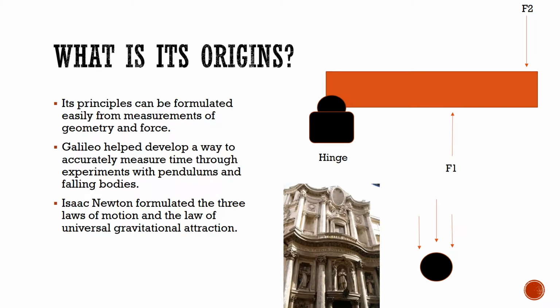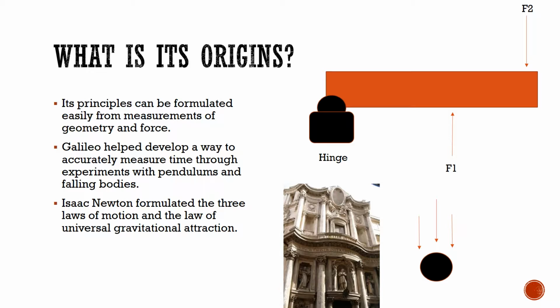So where did statics come from? Well, statics was developed early in history due to the fact that its principles can be easily formulated from measurements of geometry and force. To show how early, writings by, and excuse me if I'm wrong, Archimedes, dated 287 to 212 BC, deal with the principles of a lever. Studies of the inclined plane, wrench, and pulley were also recorded in ancient writings.